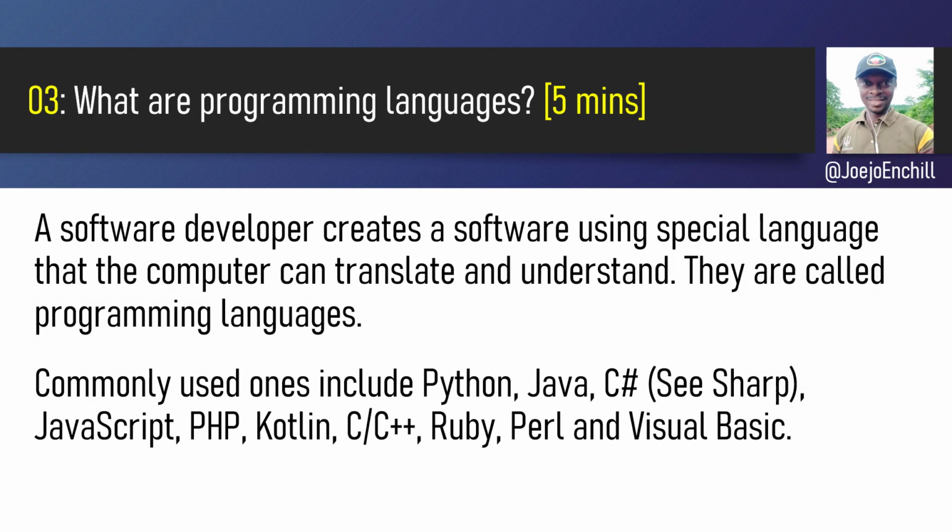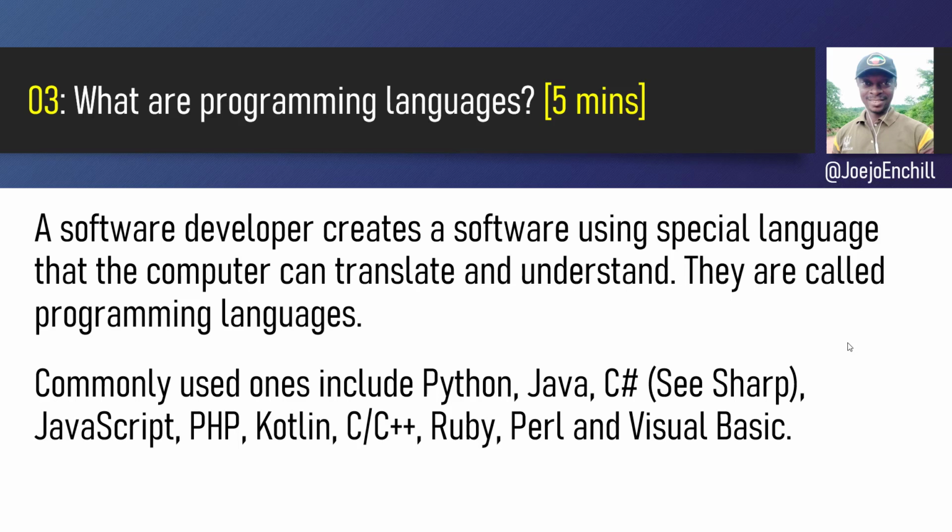Okay, so with that understanding of what a computer software is and what a web application is, let's look at how these kinds of software are created. Remember we mentioned programming languages when we were talking about computer software. A software developer creates a computer software using special language that the computer can translate and understand. These languages are called programming languages.